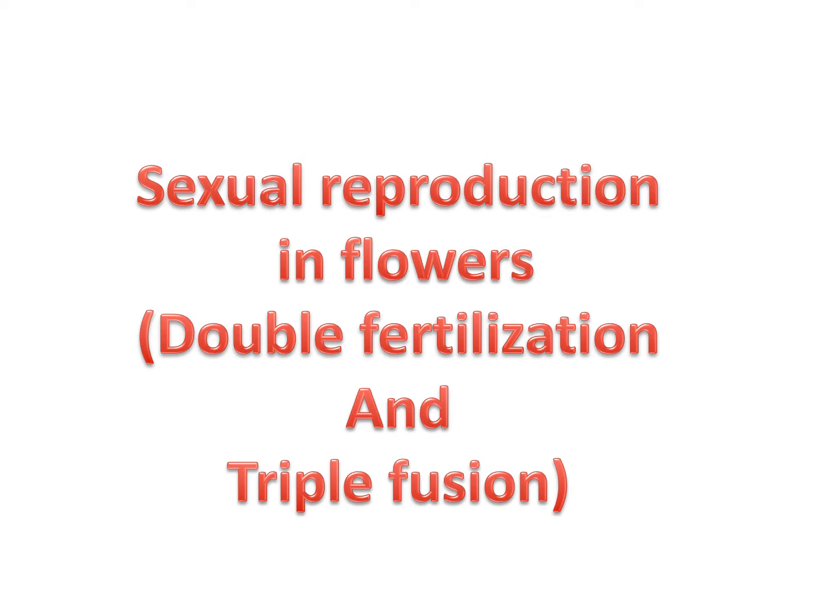The process of sexual reproduction involves the fusion of male gamete and female gamete, and this process is called fertilization, and a zygote is formed. Before discussing fertilization and the formation of the zygote, we must see the structure of a typical flower.